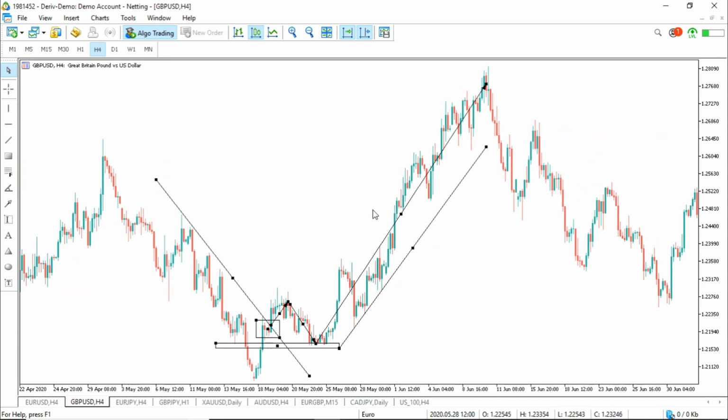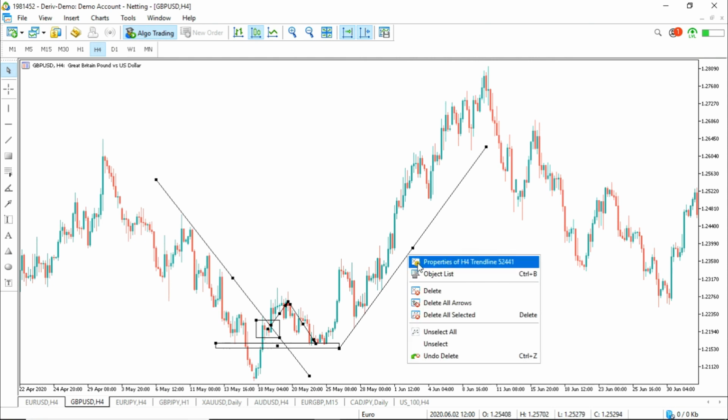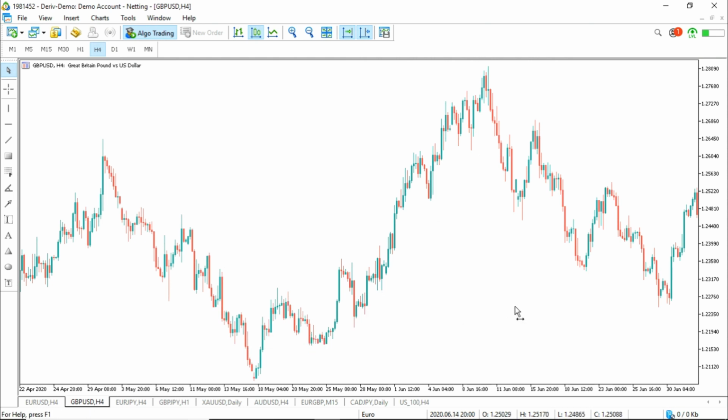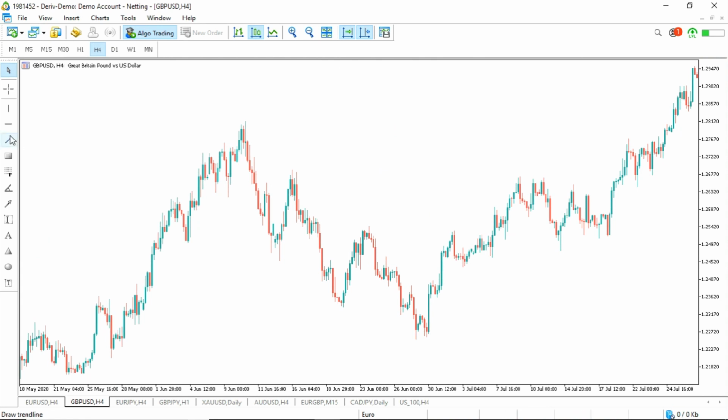So this strategy is very effective, and I'm going to show you more examples of this strategy. All you need to do is draw a trend line and you're ready to go with the strategy. So let's take a look at this example right here.